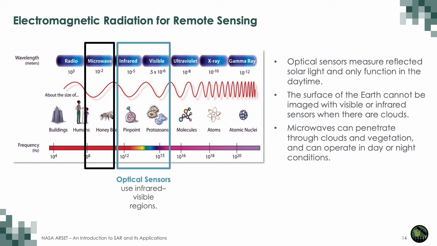Microwave sensors operate within the range delineated in this figure, which is at a much lower frequency range than optical and infrared sensors. Now, to put things into context, the wavelength of light is about 390 to 700 nanometers, while for microwaves, it's on the order of 0.3 to 100 centimeters. Because of this huge disparity in wavelengths, the features on the Earth's surface appear differently in the microwave range than in the optical range.